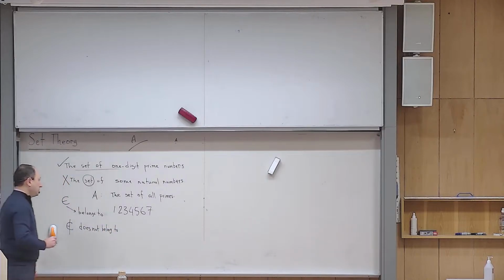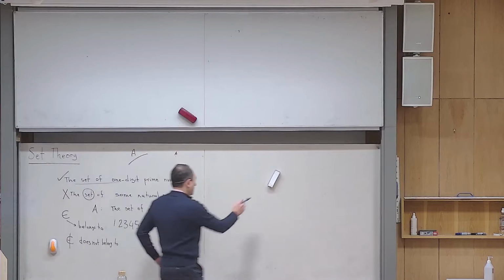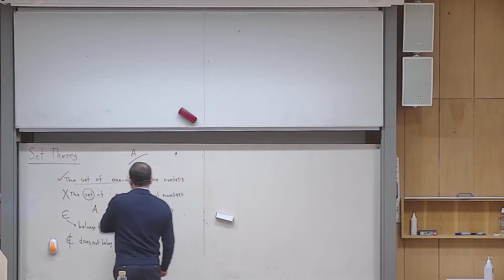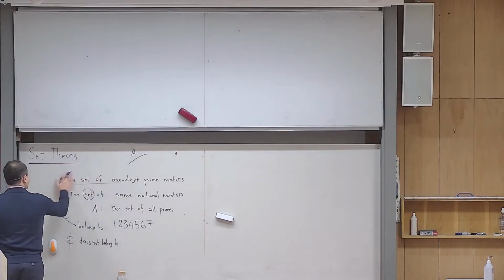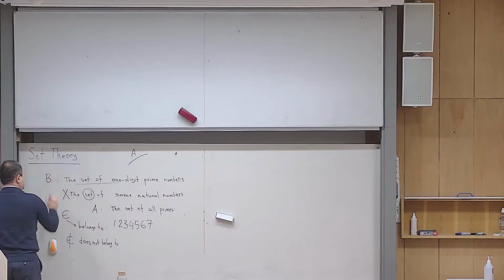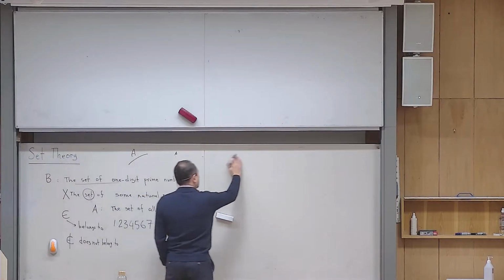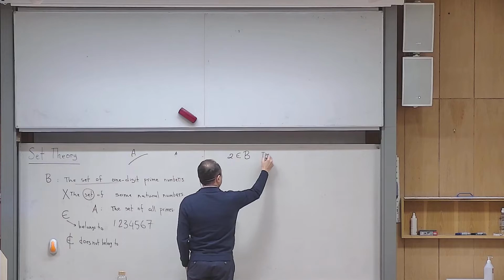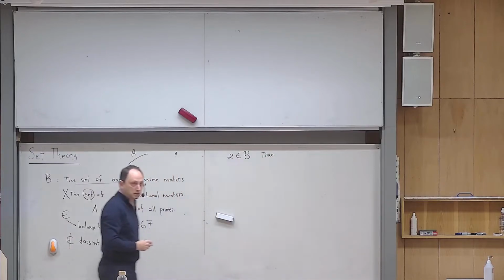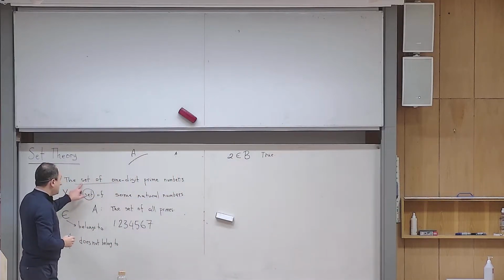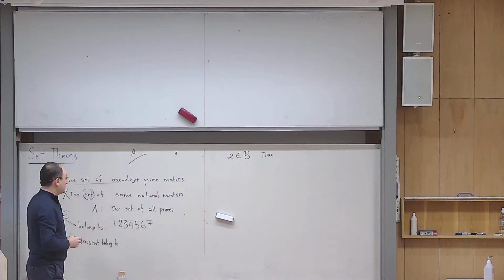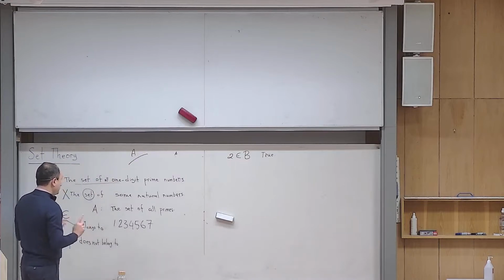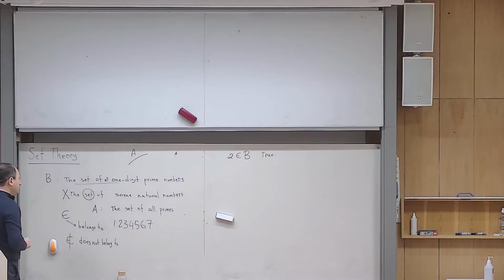Okay, so for example, here, if I say the set of all one-digit prime numbers, let me call it B, then I can say that 2 belongs to B is a true statement. Yes? Because this is the set of one-digit prime numbers. To be honest, I have to be very careful. The set of all one-digit prime numbers.